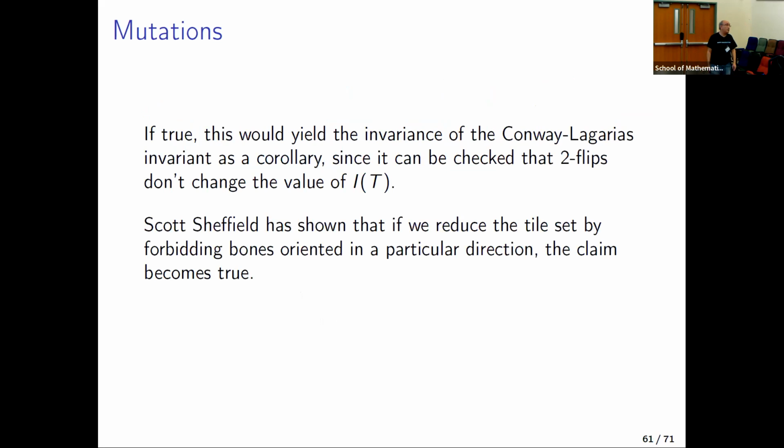Anyway, you can check that each of those moves preserves the invariant. So that would be one way to prove that the invariant is an invariant. Intriguingly, Scott Sheffield has shown that if you throw out one of the 3 orientations of bones and just look at tilings using both orientations of stones, but only 2 of the 3 orientations of bones, within that class of tilings, these mutations suffice. But if you allow all 3 orientations of bones, then his method of proof doesn't work. So that's a great open problem. I would love to see someone solve that.